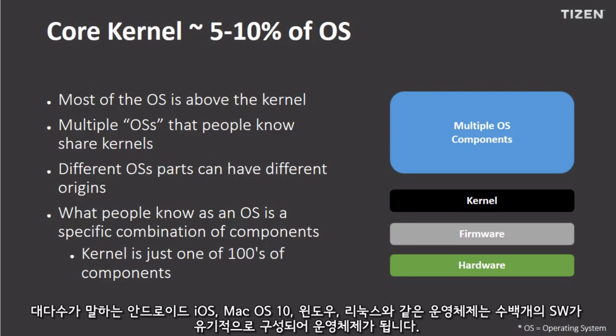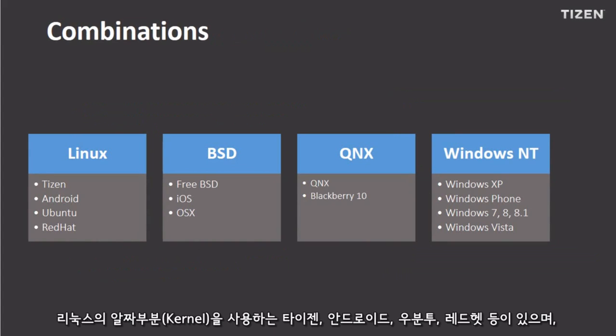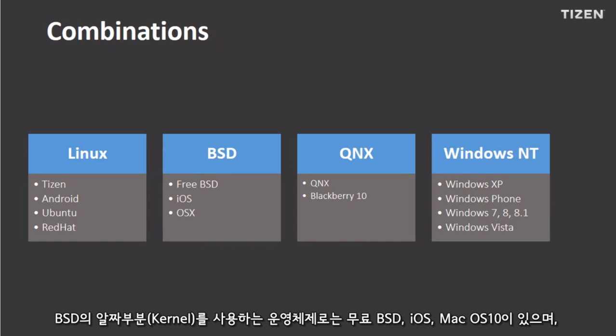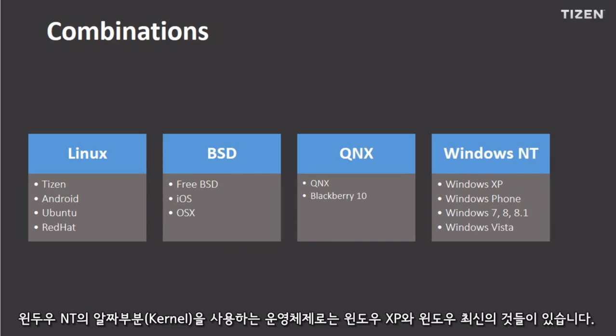What most people today refer to as an operating system, like Android, iOS, Mac OS X, Windows, or your Linux distributions, is a combination of hundreds of pieces of software that work together to provide you with your basic operating system. So some of the combinations we have today that use a Linux kernel would be Tizen, Android, Ubuntu, and Red Hat, for example. The BSDs would be FreeBSD, iOS, and Mac OS X. There is QNX, which is the core of BlackBerry's OS version 10, and there's the Windows NT kernel, which powers Windows XP and newer.